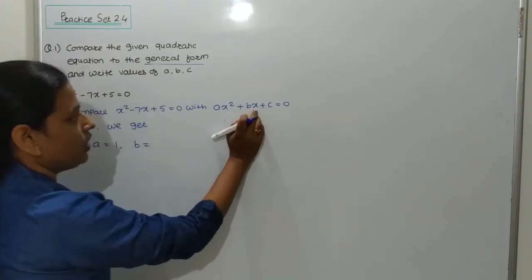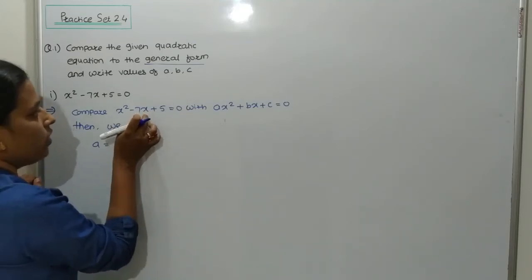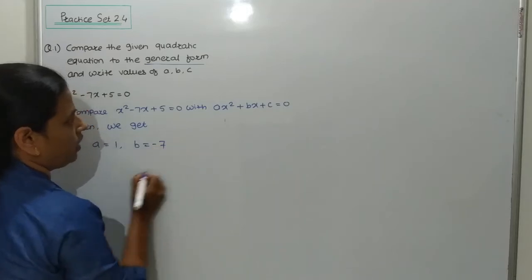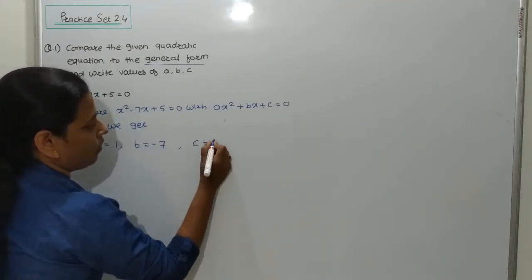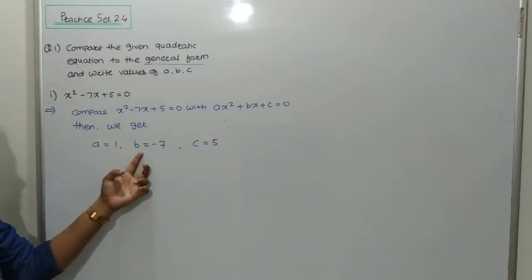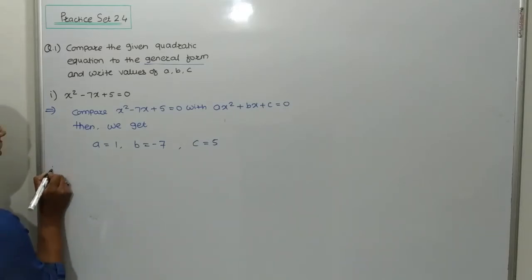Now next b. b is the coefficient of x. So this term is compared with this one. What is the coefficient of x here? That is minus 7. So put here minus 7. Then c, that means constant term. That is your 5. Clear? That means we get a is equal to 1, b is equal to minus 7 and c is equal to 5.